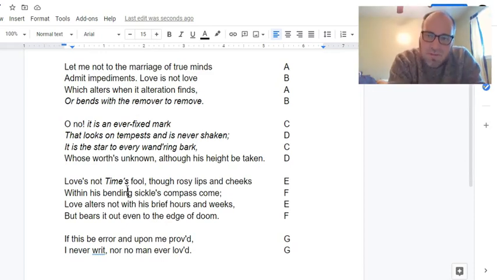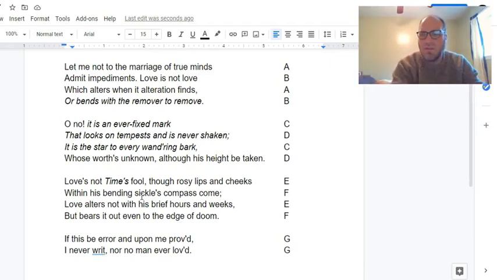And so, you know, love alters not, he says, with his, goes back to time, brief hours and weeks, but bears it out even to the edge of doom. So he's picturing two people growing old together and holding arthritic hands as they near death, right? So love lasts through the test of time. And I think we've all known some old folks that are married 50 years or more, and that's what Shakespeare's talking about here.